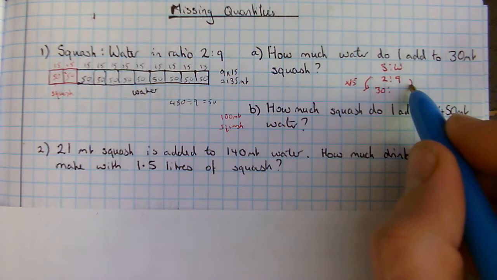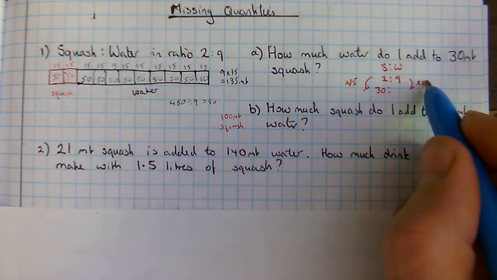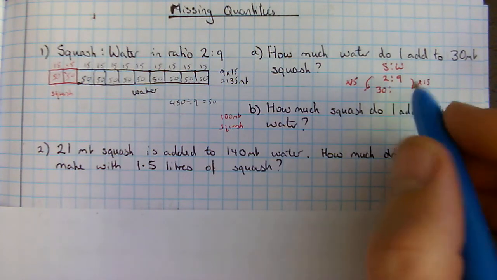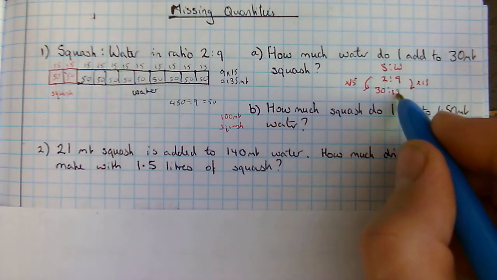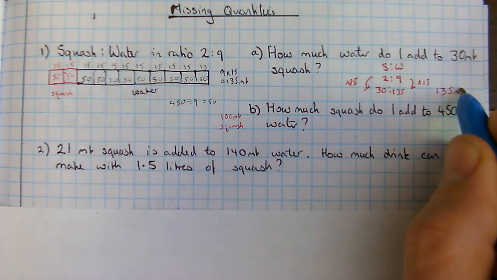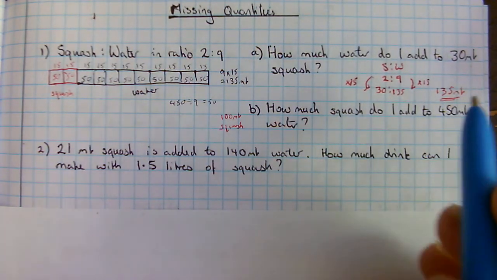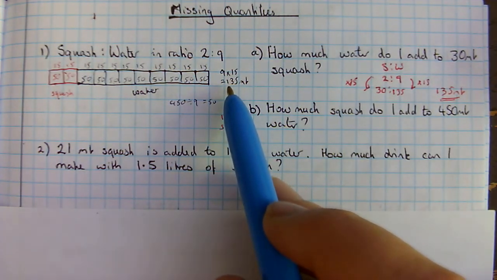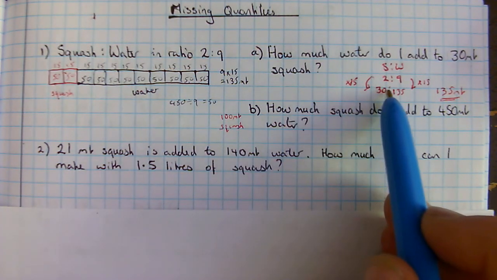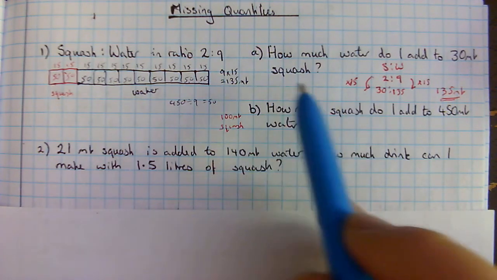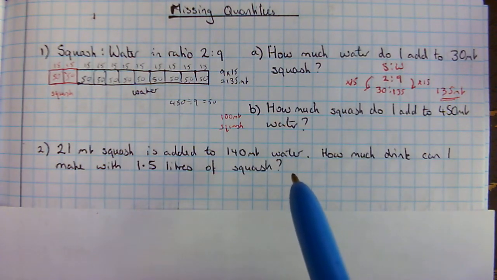Do the same here. 9 times 15. 9 times 15 gives me 135. So the answer is 135 millilitres. Notice, whether I do it by using my box model, over here I got my 135, or whether I do it simply by multiplication, I should get the same answer. And you can use whichever of those 2 methods you prefer.